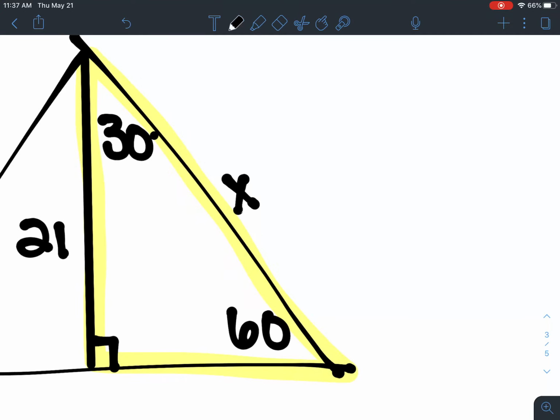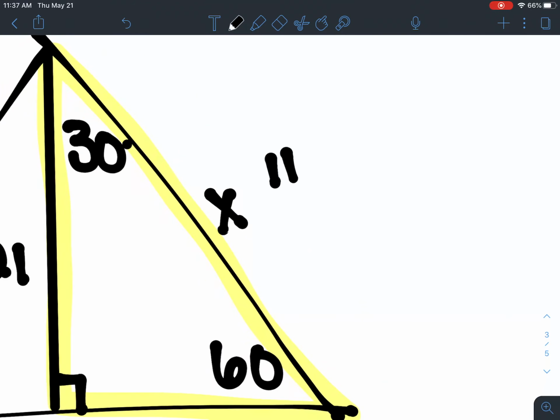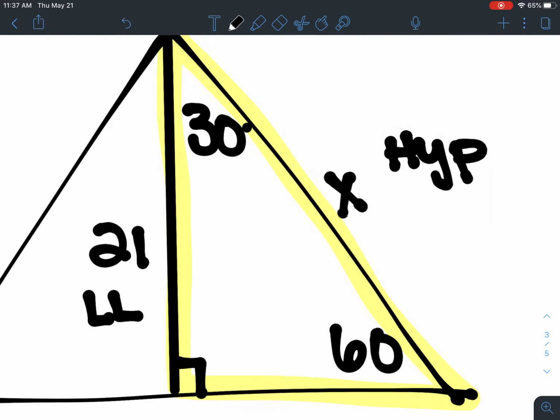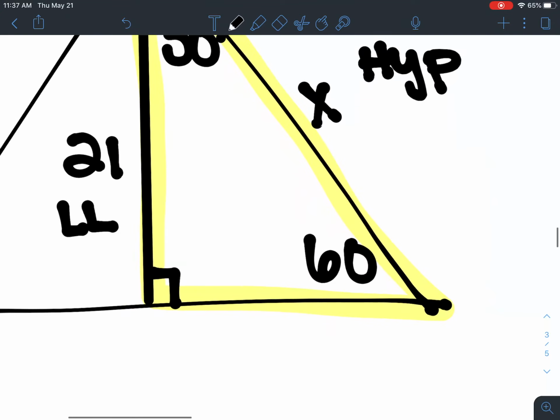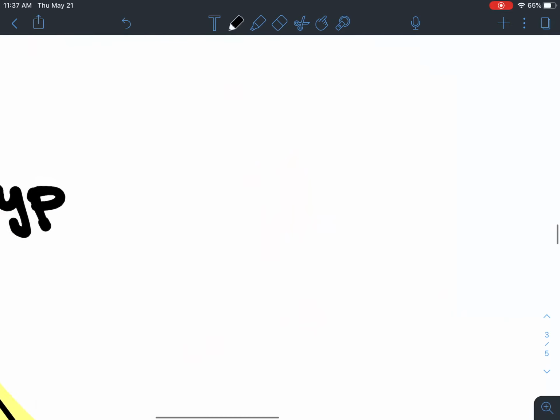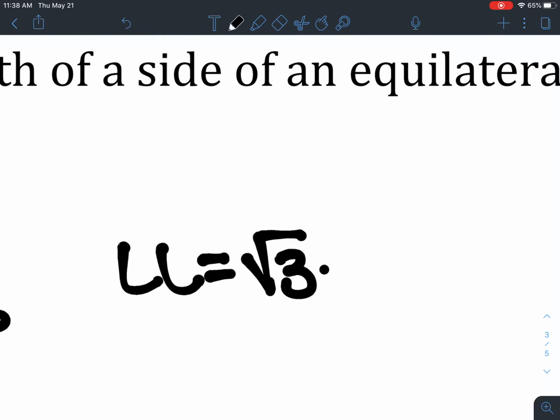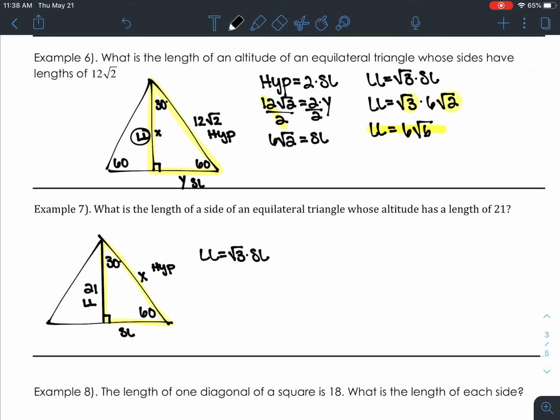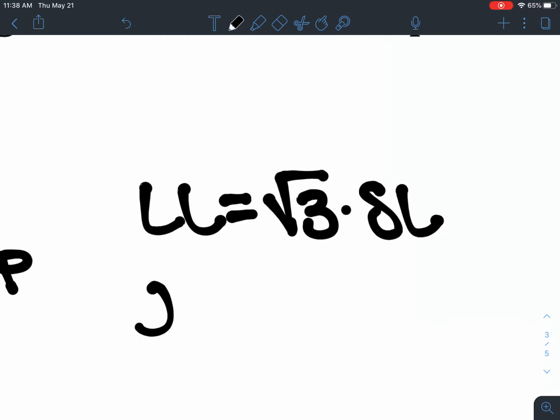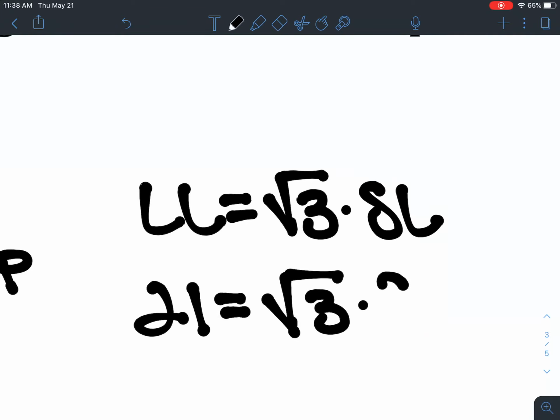So let's label what we have. What we're trying to find is the hypotenuse. We have the long leg, but in order to go from the long leg to the hypotenuse, we need to find our short leg. So let's start with our long leg formula. Long leg is equal to the square root of 3 times the short leg. Okay, and so long leg 21 is equal to the square root of 3 times the short leg.